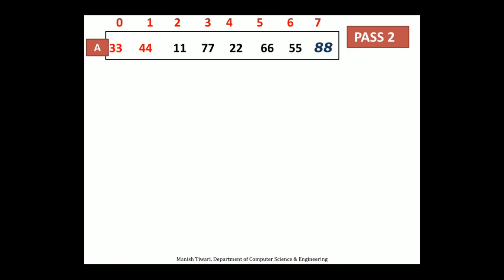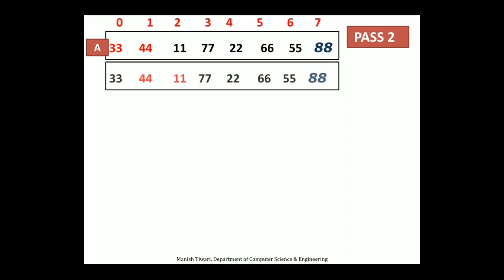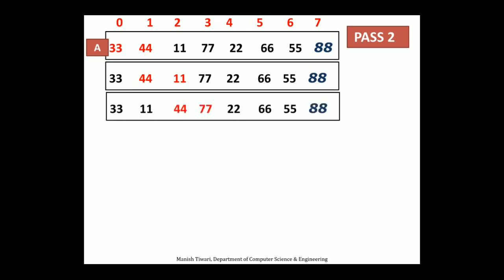So we'll have this array in pass 2, and you can see here that the largest element of this array is at its correct position. So again we will do the same step, but we will exclude this last element in pass 2. So the first comparison will be between A0 and A1, and since they are in correct order, there will not be any swapping. Then A1 and A2 will be compared, they are not in correct order, so there will be swapping between 44 and 11.